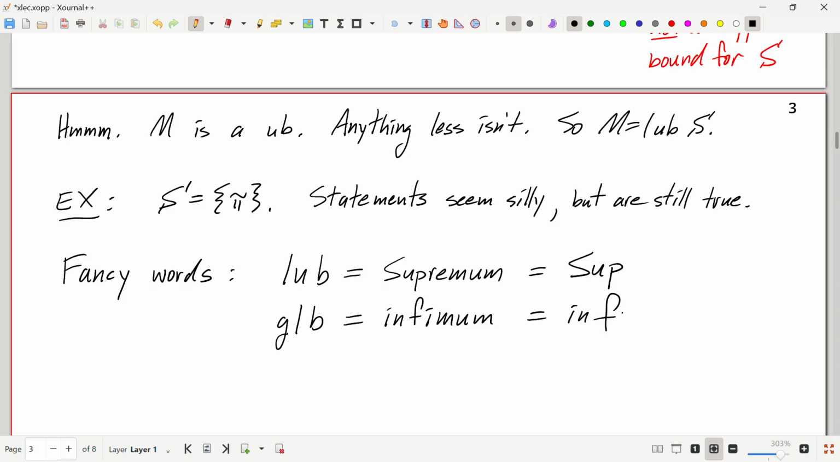So remember we had injective, bijective, and surjective. Those are fancy words for one-to-one, onto, etc. And these are fancy words for LUB and GLB. And we'll use those symbols. Once you get used to the meaning, then of course sup and inf is easier to say than LUB and GLB.